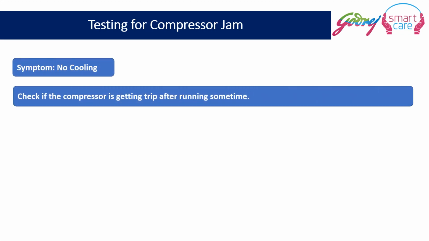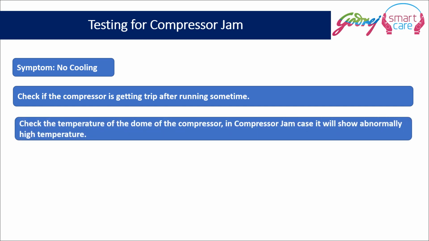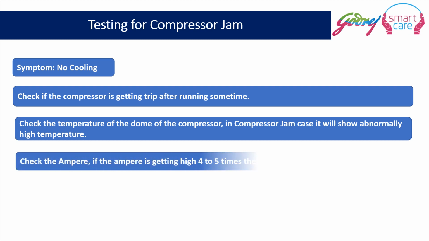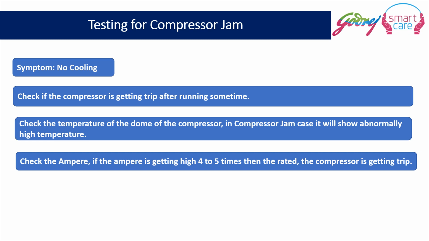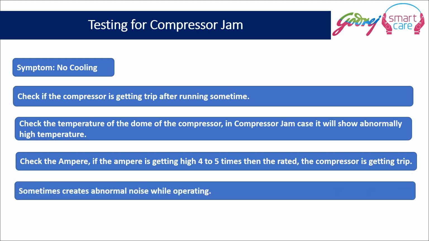In case of a jam, the symptom is no cooling. We have to check if the compressor is getting tripped after running for some time. We have to check the temperature of the dome of the compressor. In a compressor jam case, it will show abnormally high temperature. We have to check the ampere. If the ampere is getting high, 4 to 5 times the rated, the compressor is getting tripped. Sometimes it creates abnormal noise.